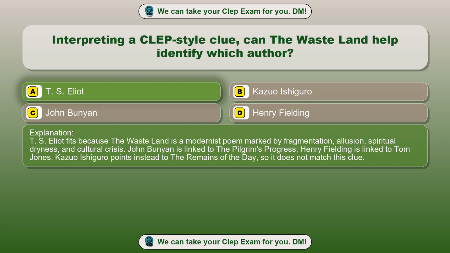John Bunyan is linked to The Pilgrim's Progress, Henry Fielding is linked to Tom Jones. Kazuo Ishiguro points instead to The Remains of the Day, so it does not match this clue.